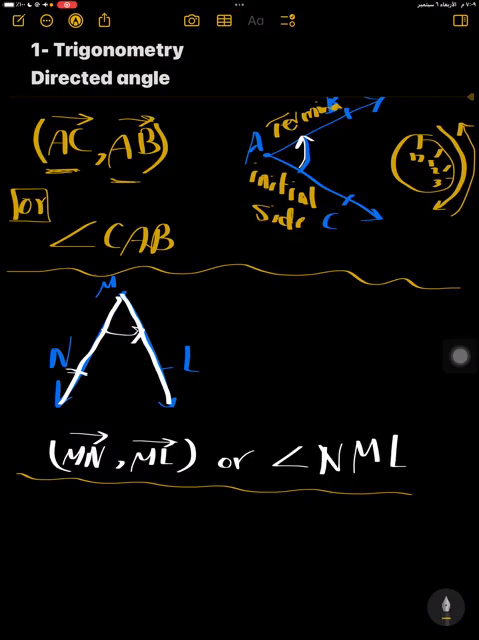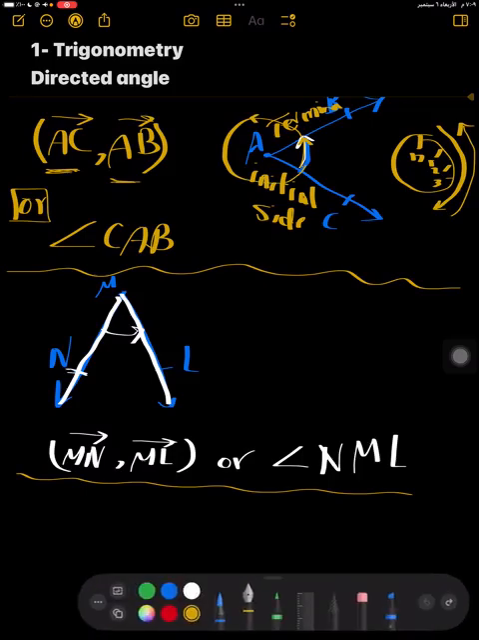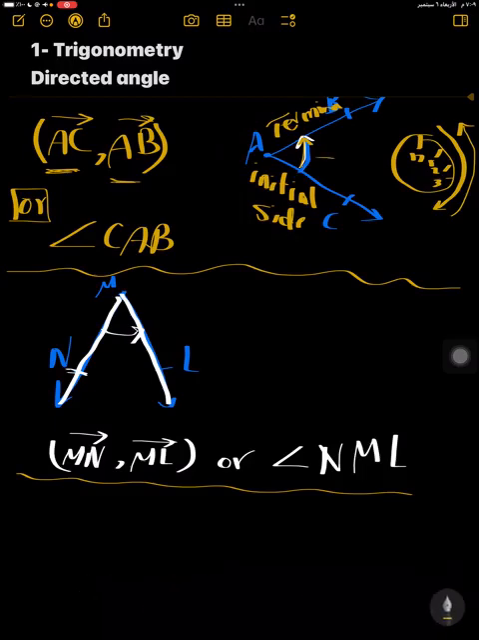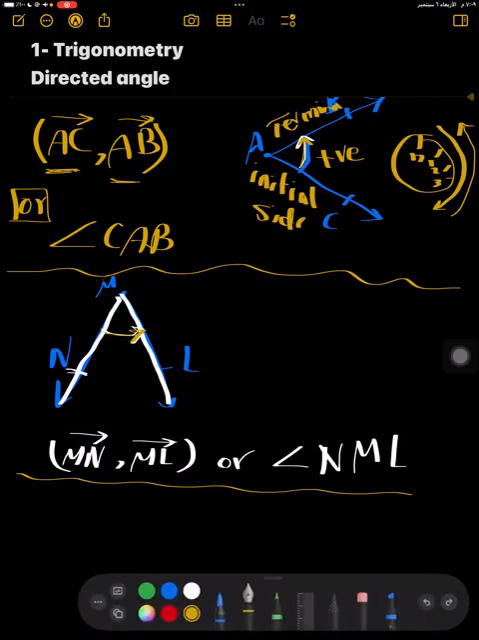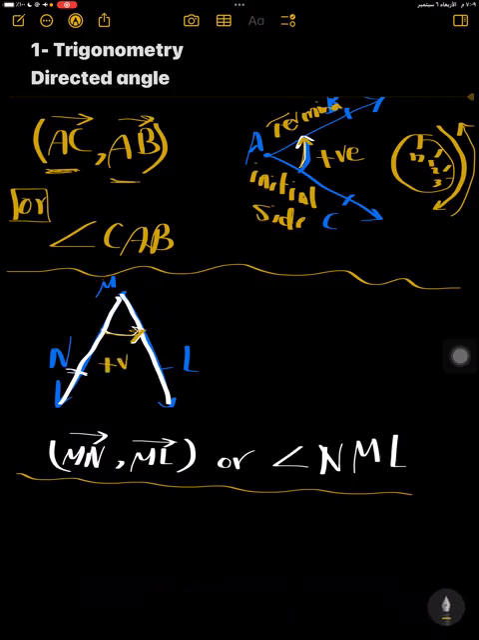Look at this arrow. In the first example, look at this arrow. This arrow, its direction is anti-clockwise. If the direction of the directed angle is anti-clockwise, so the directed angle, its direction is positive. Also here, look at this example. The direction of this arrow is also anti-clockwise. If the direction of the directed angle is anti-clockwise, this direction is positive.